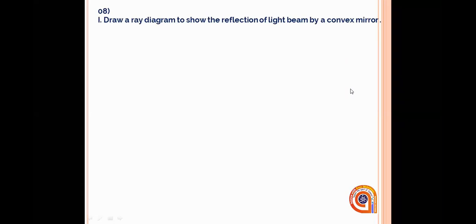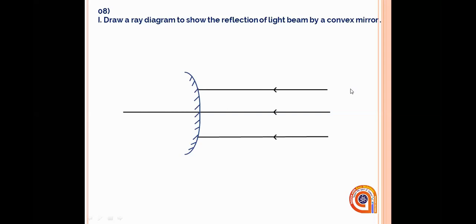Draw a ray diagram to show the reflection of light beam by a convex mirror. So the principal axis I have taken, you can see this is a convex mirror, right? On the convex mirror, again I'm going to take 3 parallel light rays. Okay, convex mirrors are diverging mirrors. That means after reflection, the mirror will be diverging the rays. The ray which comes along the principal axis will be reflecting back along the principal axis.